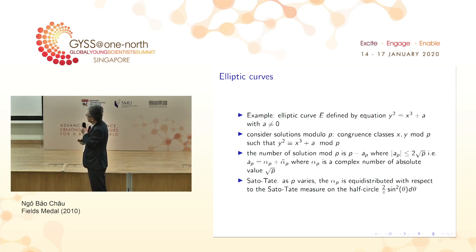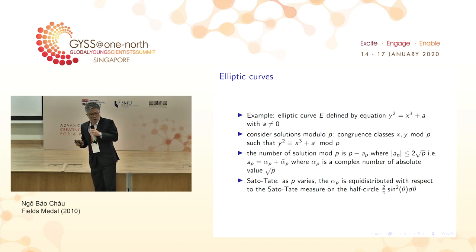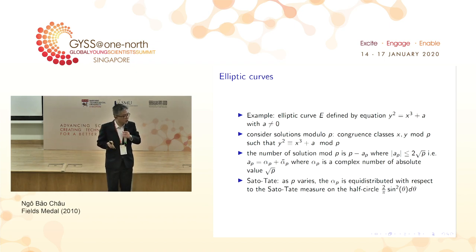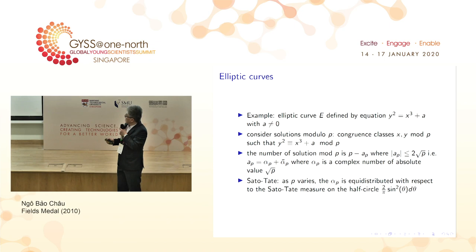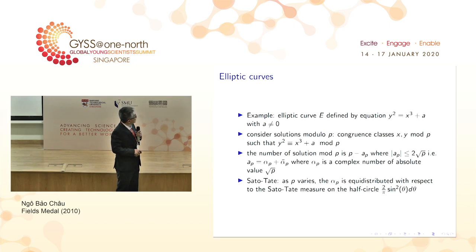By the 1950s, Hasse proved this fact. The number should be of the form p minus a_p. So this is the main term: the number of solutions must be something like p. But then the error terms hold a lot of interesting information. These error terms had to be at most 2 times the square root of p. So this term is p, and the next term is 2 square root of p, much smaller.